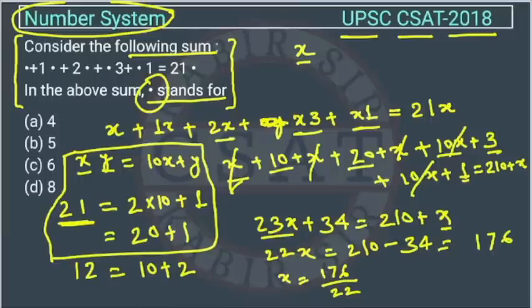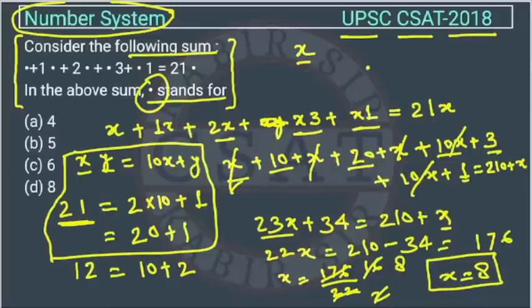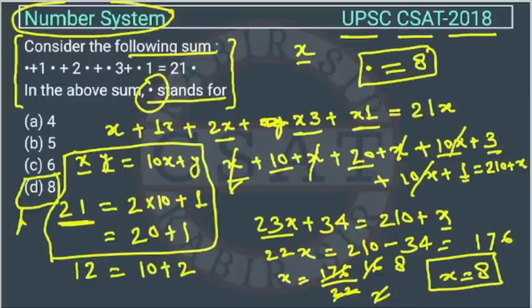So from 11 you can cut this 2 times, this will go 1 time and 6 times, then 2 will cut this 8, so what value of x came, 8. So what is the value of dot? So dot is representing, what value of dot came, 8. So the answer of this question is option D. So option D is the correct answer.